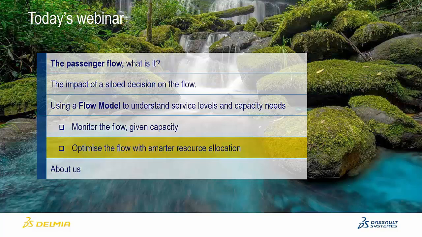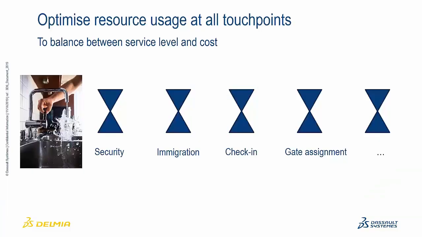Another use for the flow model is to use it in your planning. When we talk about optimizing the resource uses in all touch points, so basically determining how should I open the tab at security, at immigration, at check-in, what gate should I assign, all those decisions are optimized by looking at the passenger flow as the decision maker.